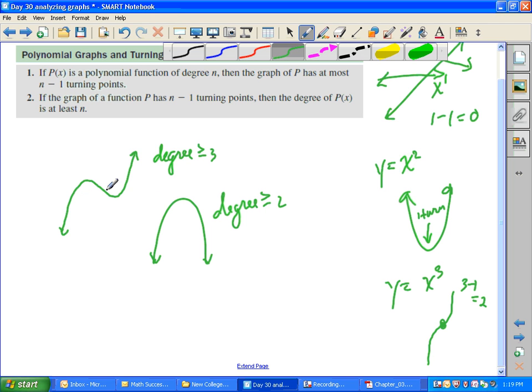Specifically, this one has to have a degree of 3, 5, 7. It can't be even. And this one can't be odd. So it would have to have a degree that's greater than 2, but specifically it would have to have an even degree. And this one will have to have an odd degree. We'll talk about that further in a little bit.